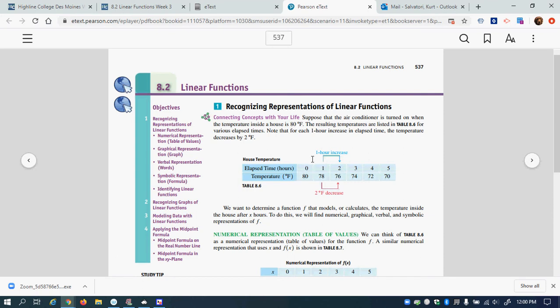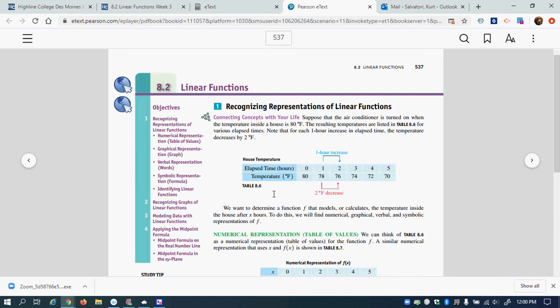As we increase by an hour each time, that's our x value. It's increasing by 1, increasing by 2, increasing by 3. You can see that the temperature is also decreasing by 2 degrees. So 80 minus 78 is 2 degrees, 78 minus 76, 2 degrees, and it goes throughout the whole thing. So this is a constant setup that we're doing here.